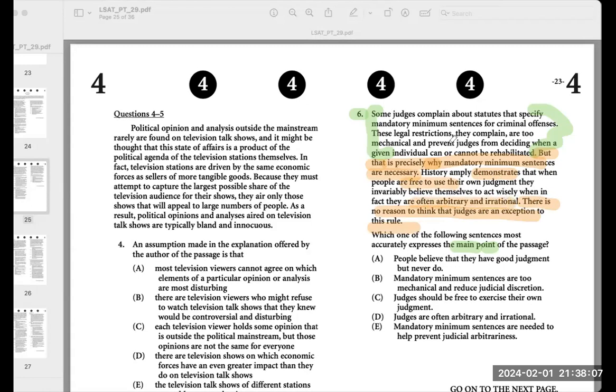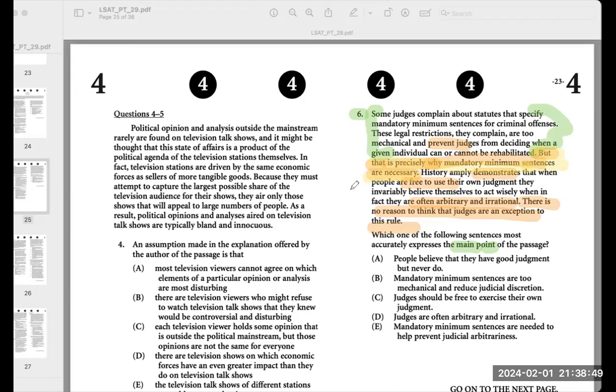And so these legal restrictions of mandatory minimums that prevent judges from deciding when a given individual can or cannot be rehabilitated is a good thing. It's necessary to prevent their often arbitrary and irrational decisions. And so limiting their freedom to use their own judgment is a good reason for mandatory minimums. So I would definitely conclude that this sentence here in the middle is the conclusion.